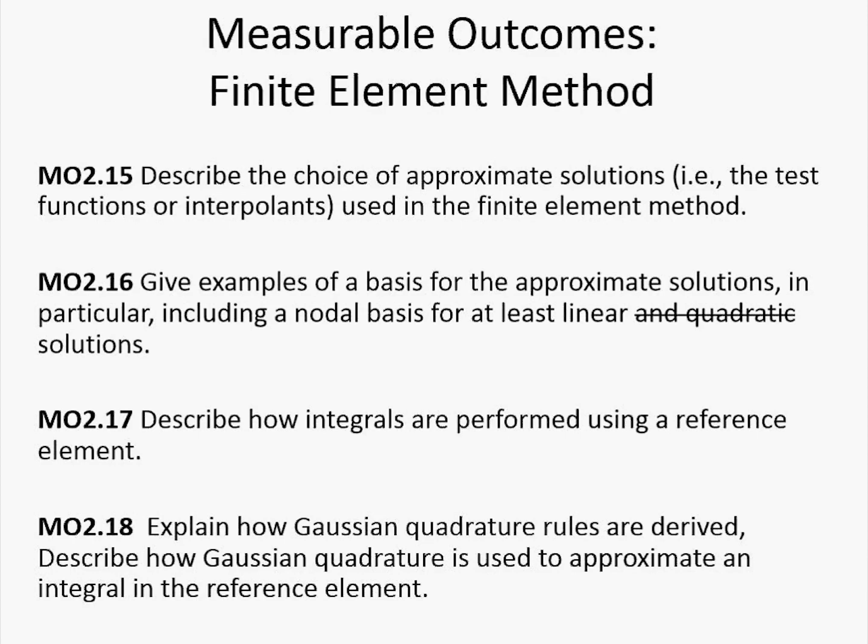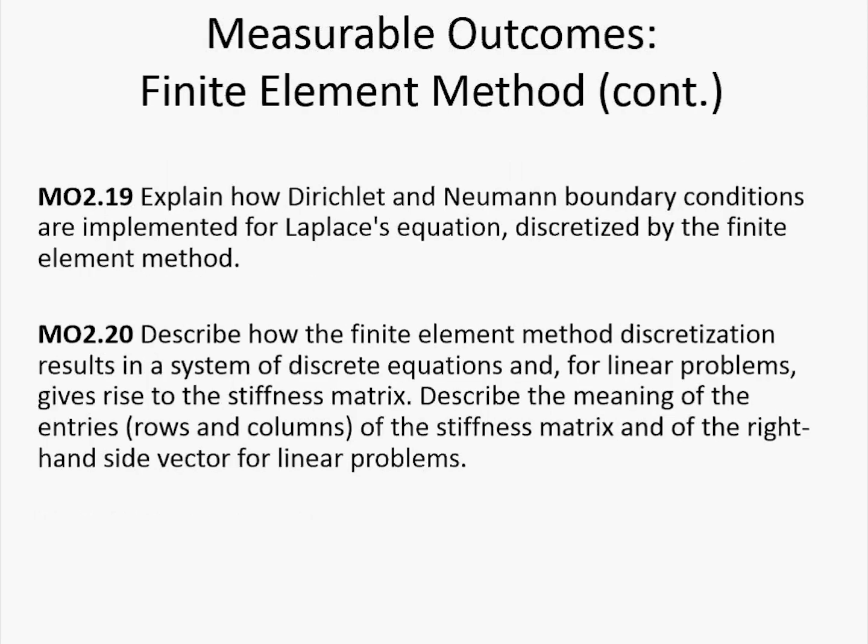Describe how integrals are performed using the reference element, explain how Gaussian quadrature rules are derived, and also how they're used in doing integrations in the reference element for the finite elements. So we went through all of these. Explain how Dirichlet and Neumann boundary conditions are implemented for the diffusion equation or the Poisson equation. And then describe how that all goes together and gives you this system of discrete equations.